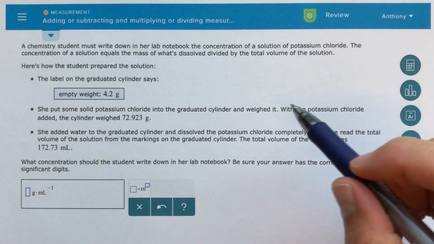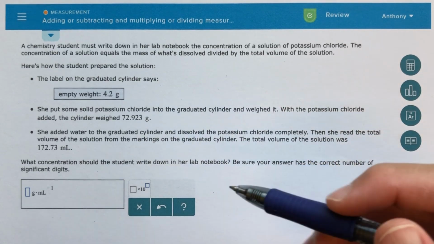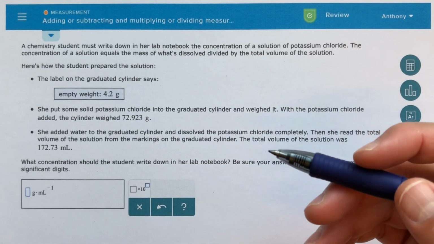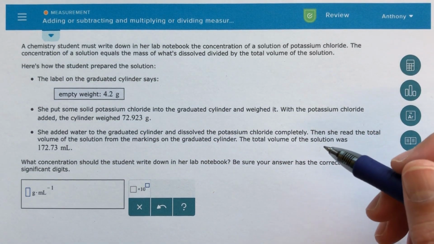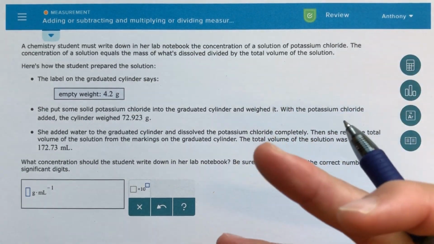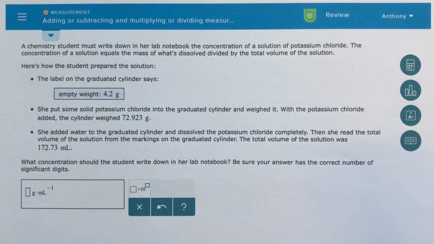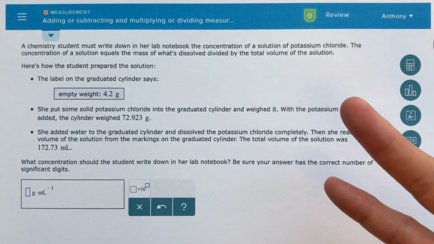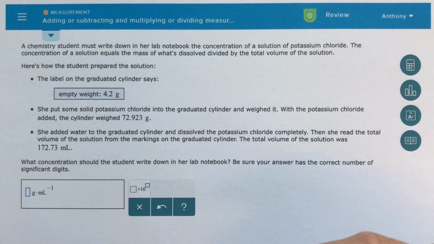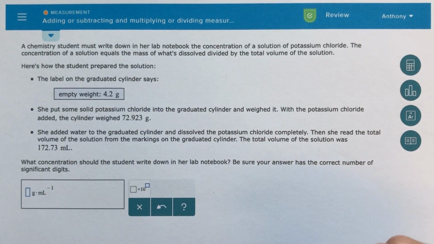So for instance, in this case, we have a graduated cylinder. We're going to weigh out some potassium chloride into that graduated cylinder, and we're going to be able to figure out, based off of those values, what mass of potassium chloride we put into the graduated cylinder, and then we're going to make a solution. We're going to add water such that our total volume is 172.73 milliliters.